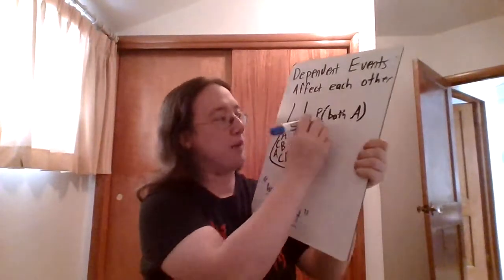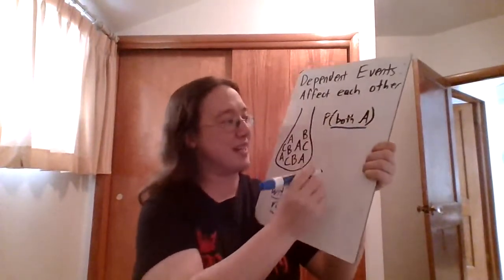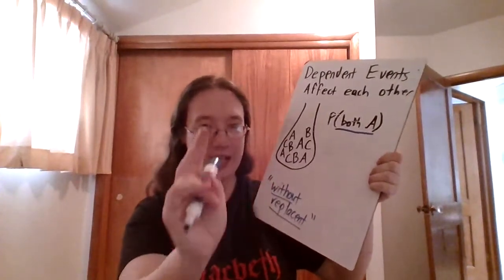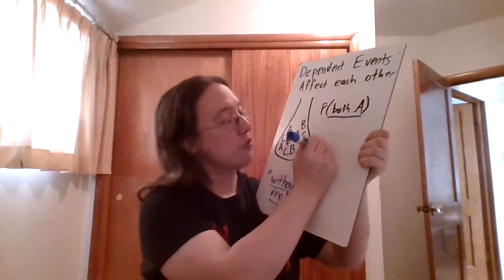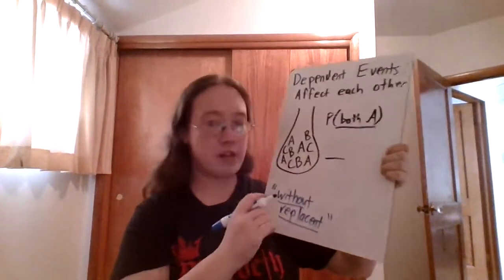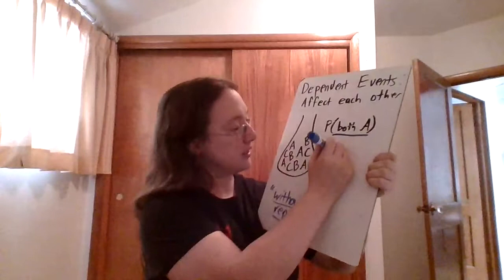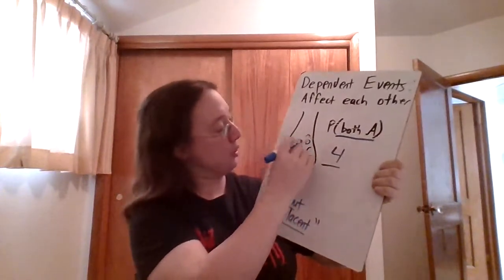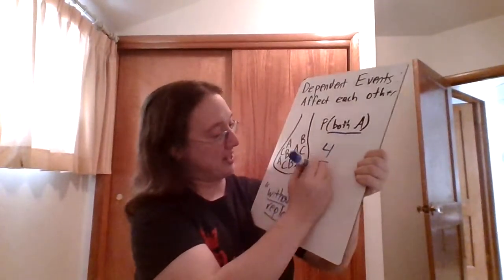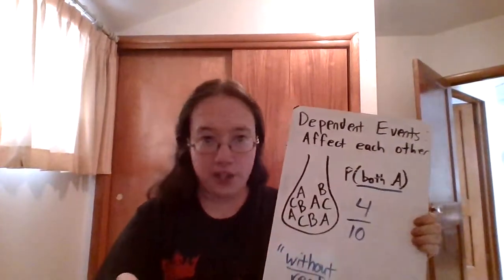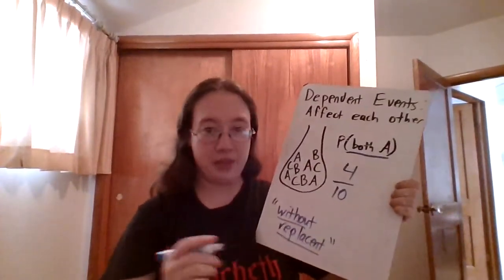So if I want to know the probability of getting both of these to be A, I've got 2 things that are going on. I want to get an A first and an A second. So if I want to know what are my chances of getting an A first, I want to know how many A's are there. And there are 1, 2, 3, 4 A's. Out of 1, 2, 3, 4, 5, 6, 7, 8, 9, 10 letters. So far it probably doesn't look all that different. We've got 4 A's out of 10 things.